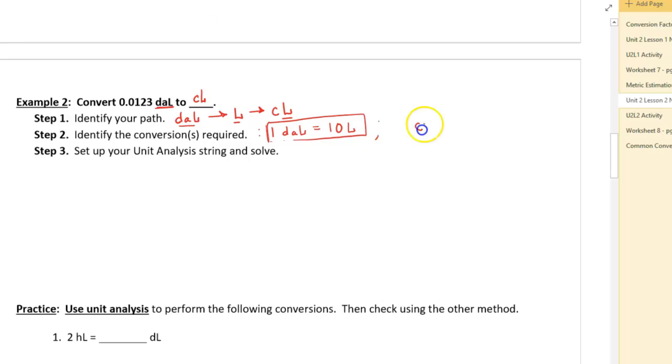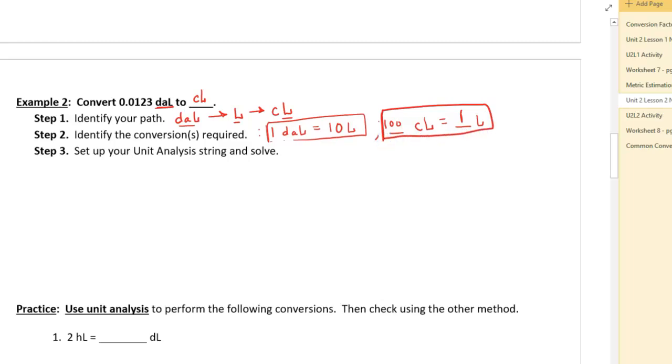Then for centiliters, we know that centi means 100. To determine whether 100 goes here or here, we think, well, what's bigger? A liter is bigger, so it gets the 1, and it takes 100 centiliters to give you 1 liter. All right, so those are our two puzzle pieces.